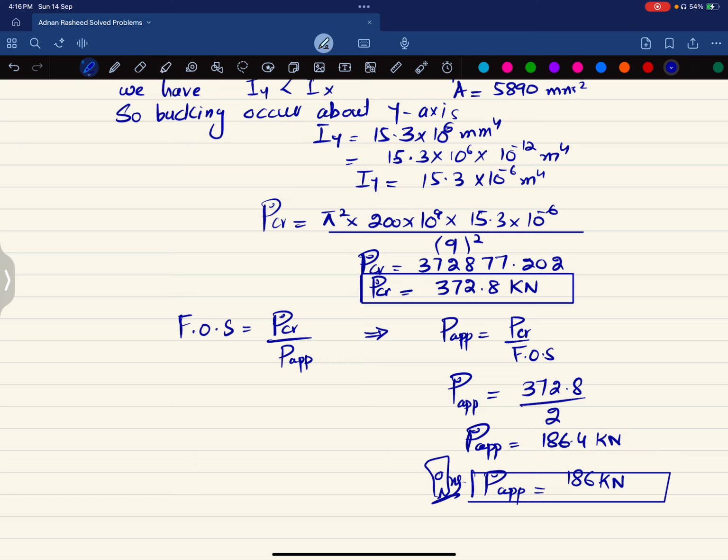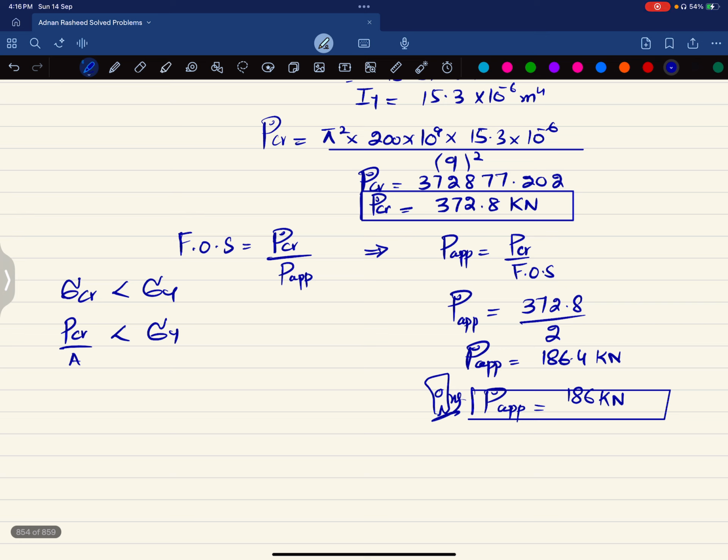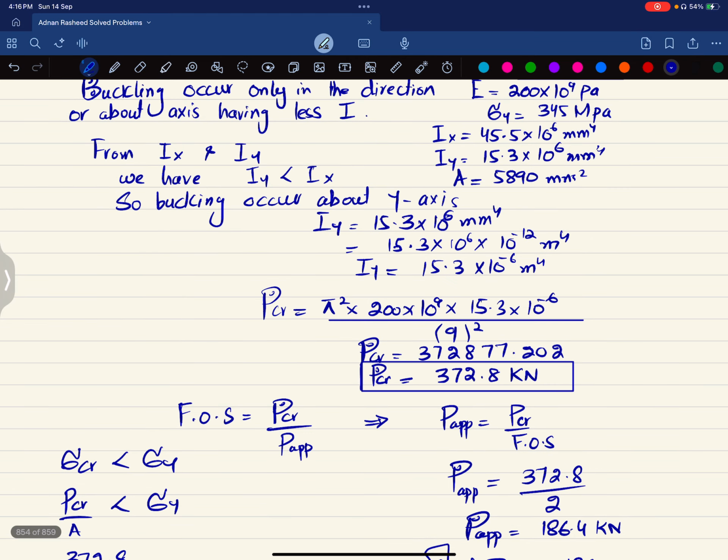Now if you want to check whether this critical load is causing the stress, which is critical stress, it should be less than the yield stress. So we can write P critical divided by area, it should be less than the yield stress. So you have critical load, which is 372.8 kilonewton, divided by area, which we have taken 5890 into 10 raised to the power minus 6 square meter.